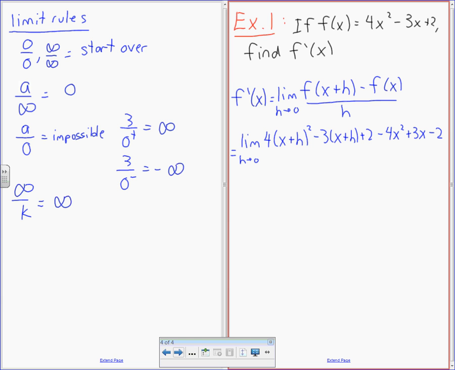Can I do that? Is that okay? All over h. Now here's the thing. This is going back to Tyler here and everyone else. If I sub in 0 directly here, what's going to happen? I'm going to get 0 over 0 right away.